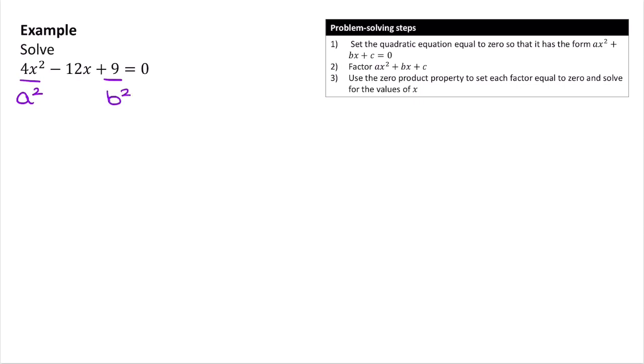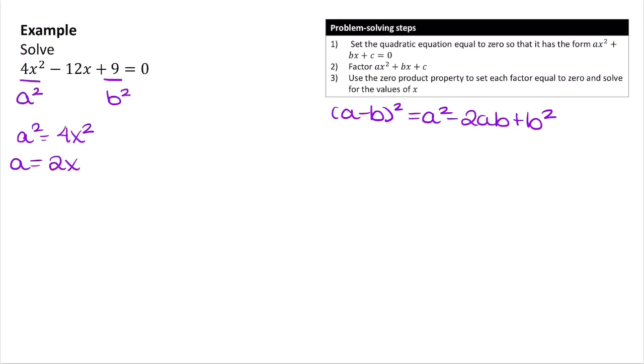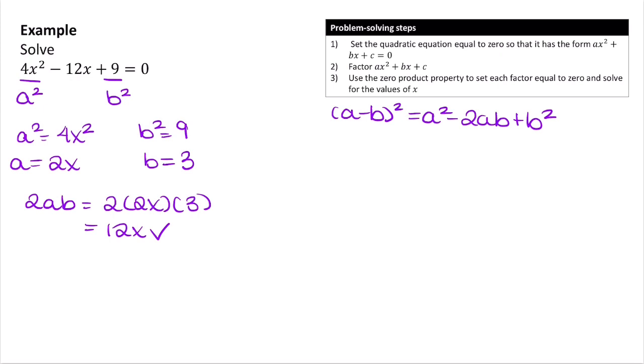So I'm thinking maybe I can use the perfect squares pattern, a minus b squared equals a squared minus 2ab plus b squared. Because if a squared equals 4x squared, I can take the square root of both sides and get a equals 2x. If b squared equals 9, I can take the square root of both sides and get b equals 3. So I just need to check that 12x equals 2ab, and so that's 2 times 2x times 3, which is basically 4x times 3, so that's 12x. So that does work, so I can use this factoring pattern to factor this.